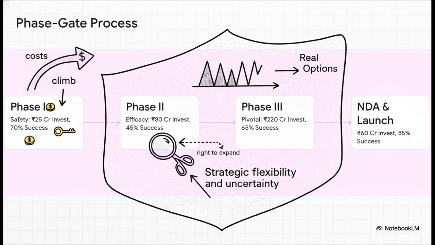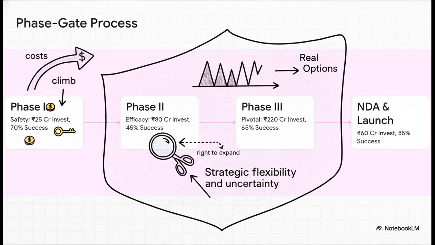Notice how at every single gate in this process, from initial safety testing all the way to launch, the costs climb while the success rates fluctuate wildly. This means management is constantly exercising either their right to abandon or their right to expand. Take phase 1, the safety phase. Bharat Pharma is only risking 25 crore rupees. They've got a 70% chance of success over a year.